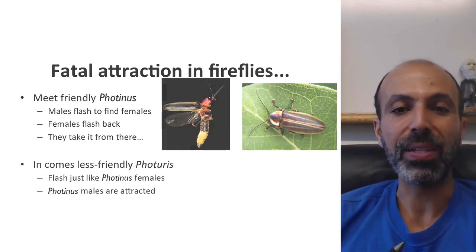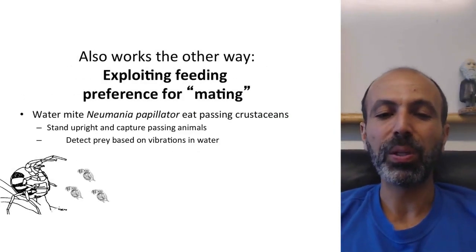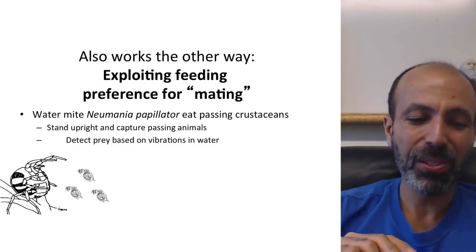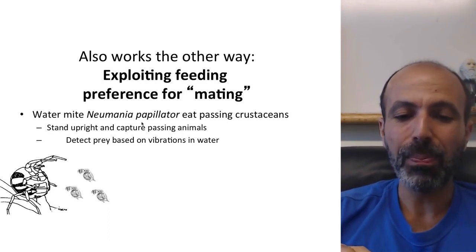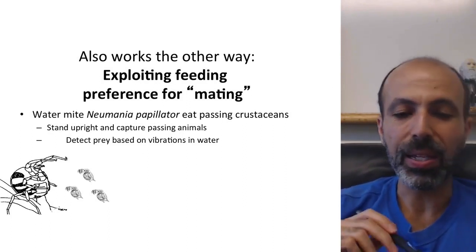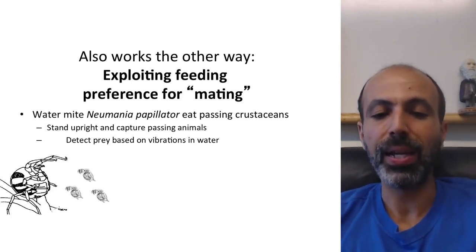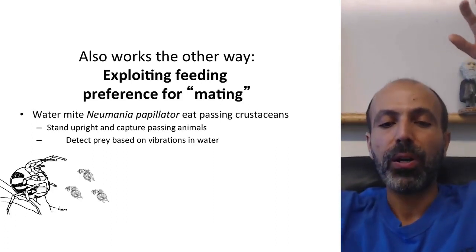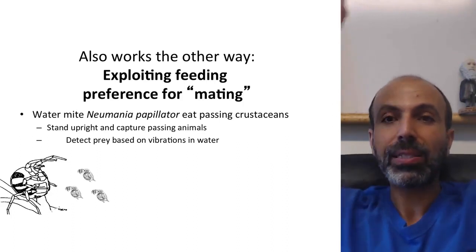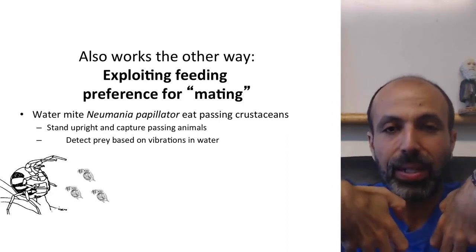Now, let me show you a case of the opposite. Here's exploiting a feeding preference to elicit mating. So here's the water mite Pneumania papillator. I apologize if I mispronounced that. And what it does is it sits there and it eats passing crustaceans. So it sits upright. It senses vibrations in the water from passing animals. So it might be a little Daphnia or something like that. And when it detects the prey, it jumps down on it and it eats it.